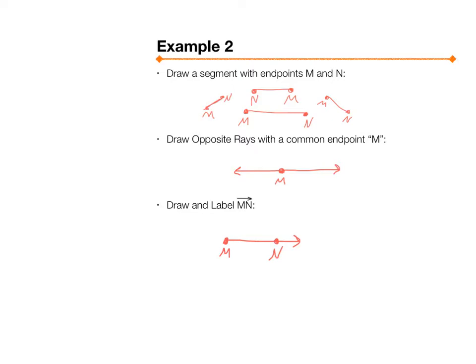Right. If you labeled MN, you could draw M here and N here, or you could draw M here and N here. There are many different ways to draw it, just as long as the endpoint is M and it points in the direction of N.